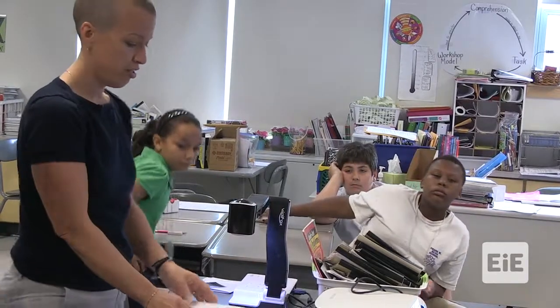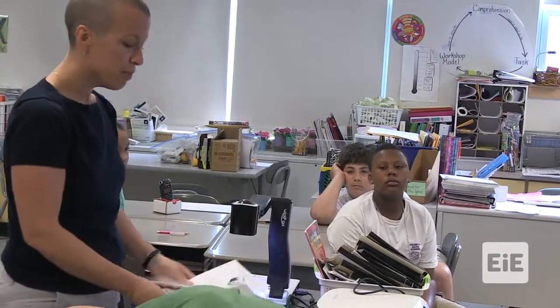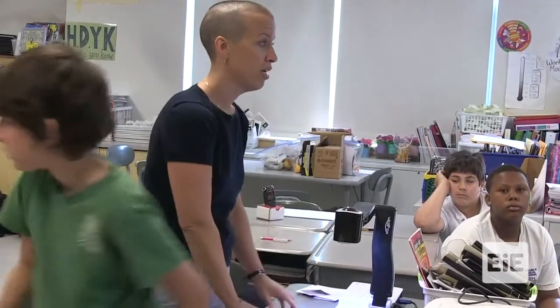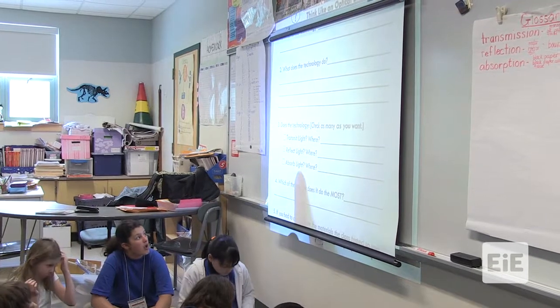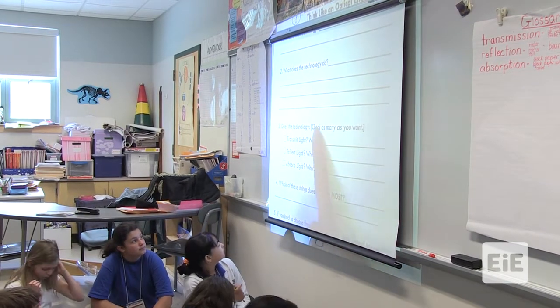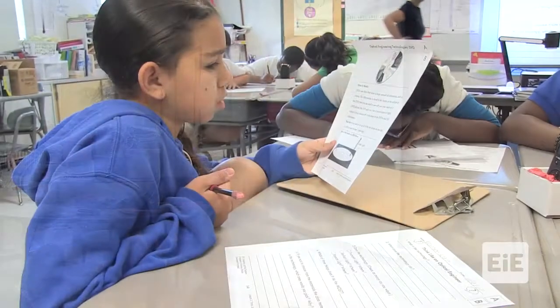I'm asking you to start thinking like an optical engineer. So you're going to pick one of these technologies. You're going to pick microscope, DVD, or fiber optics. You're going to tell me, what does the technology do? Is it transmitting, reflecting, or absorbing light, and where? It says you can check as many as you want.